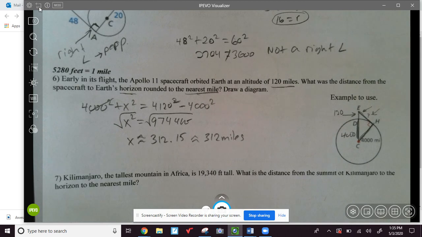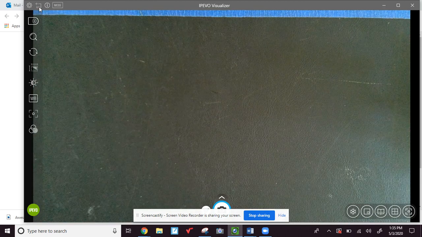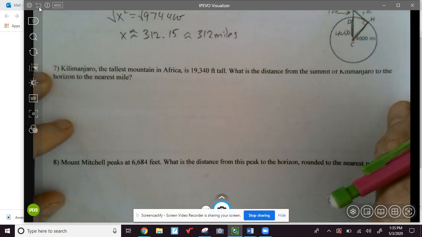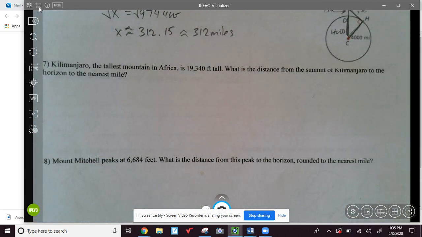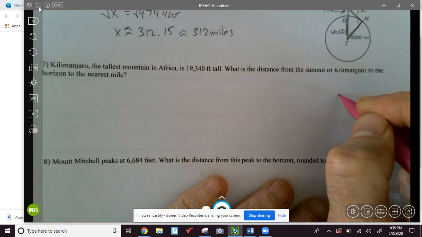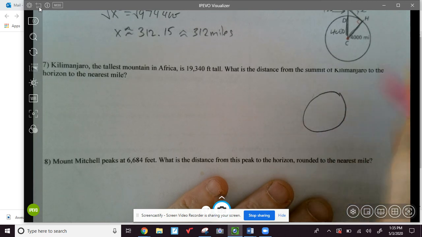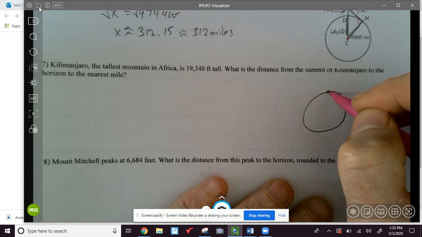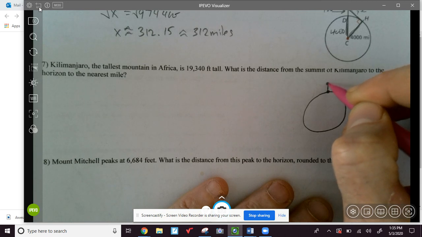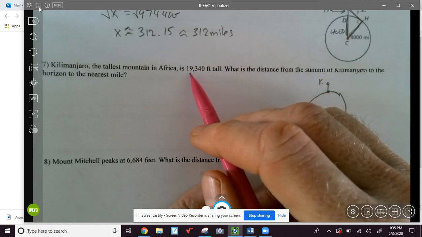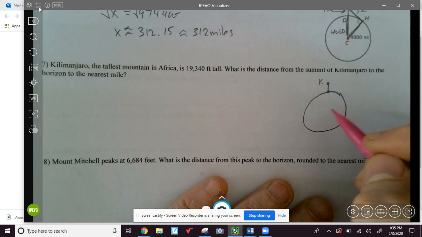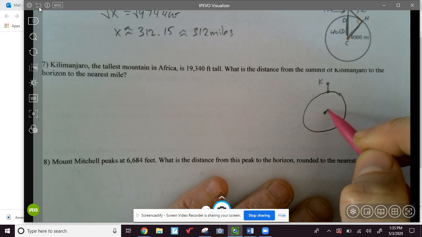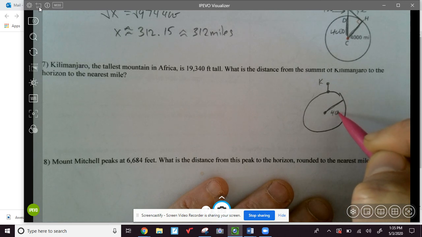All right, let's do another one like this. Number 7. Kilimanjaro, the tallest mountain in Africa, is 19,340 feet tall. What is the distance from the summit, meaning top, of Kilimanjaro to the horizon, to the nearest mile? We may want to draw a circle for Earth. From the Earth up, where Kilimanjaro is located, is 19,340 feet. From the center of the Earth to the crust is 4,000 miles.